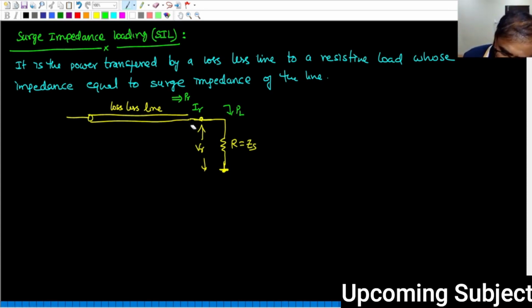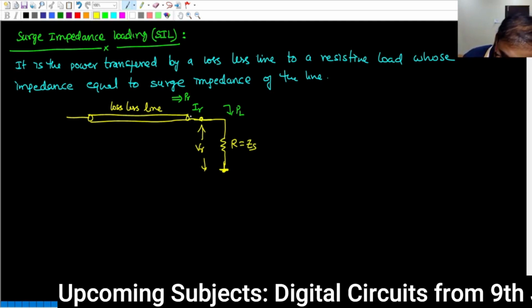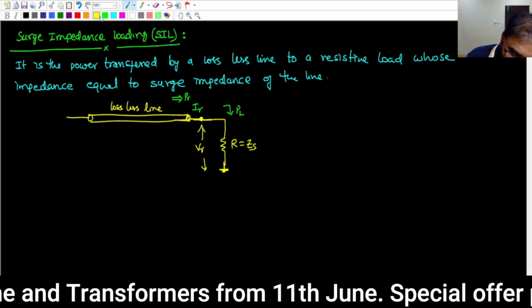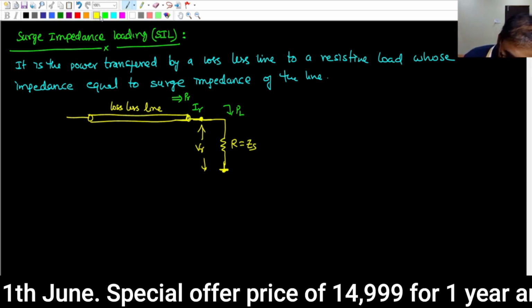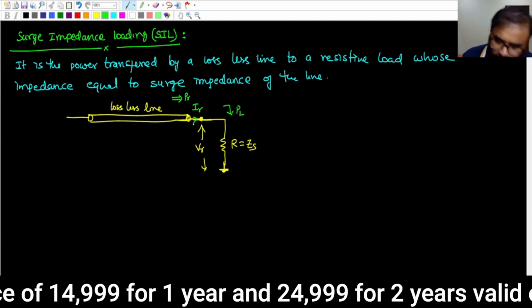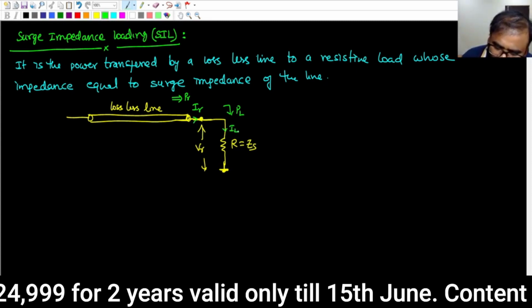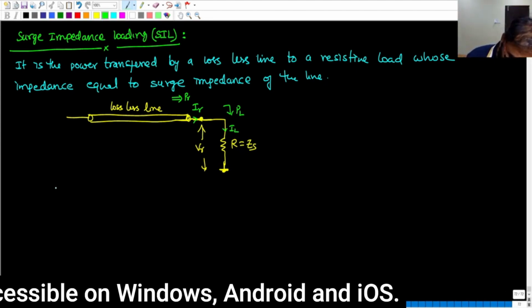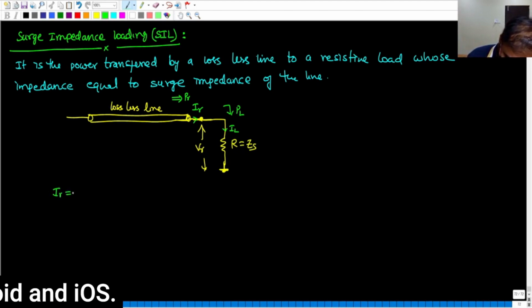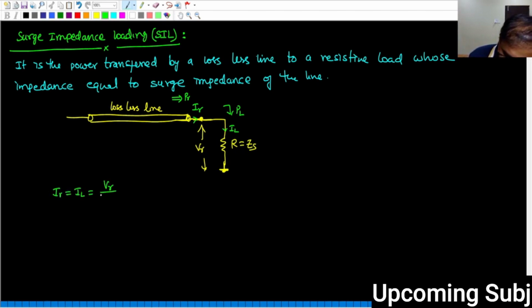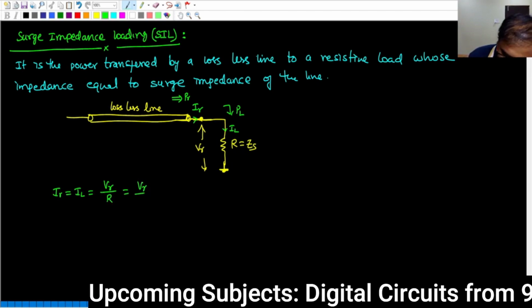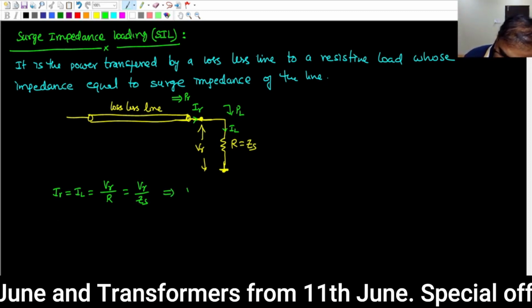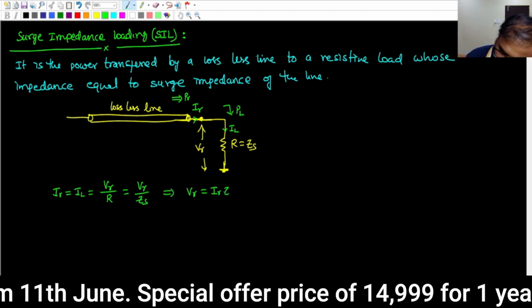So the point is very clear now. Under this condition, whatever power we are transferring is called surge impedance loading. Yes or not? Now the current at the receiving end is IR, and IR equals IL. That is equal to VR by R, otherwise you can write VR by ZS. Correct or not? We can also write VR equal to IR into ZS. This is also valid.